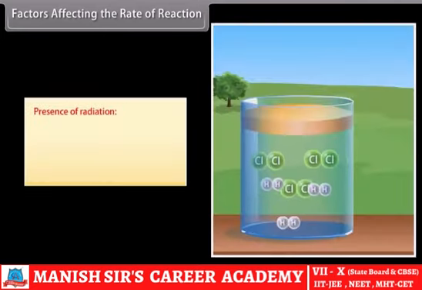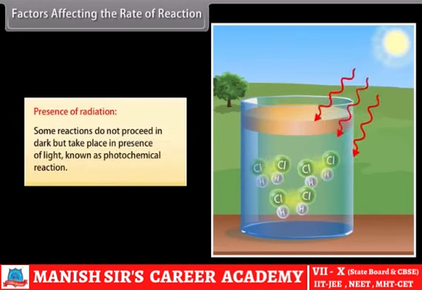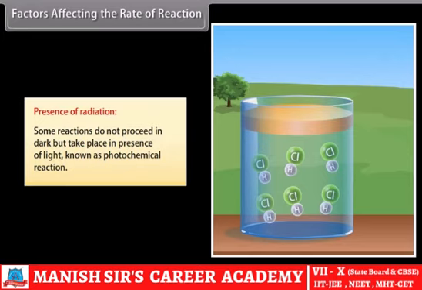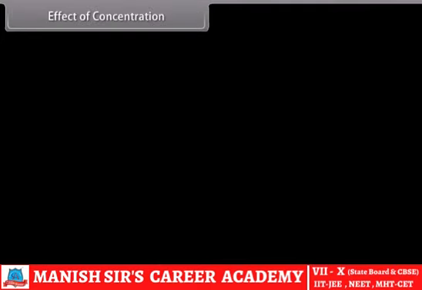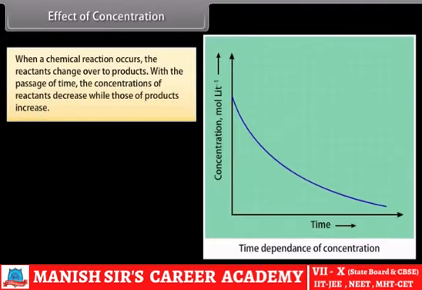Presence of radiation. Some reactions do not proceed in dark but take place in the presence of light, known as photochemical reaction. Effect of concentration. When a chemical reaction occurs, the reactants change over to products. With the passage of time, the concentrations of reactants decrease while those of products increase.